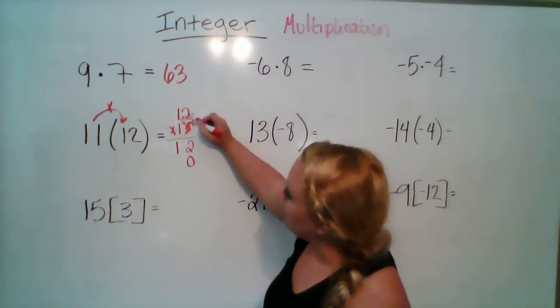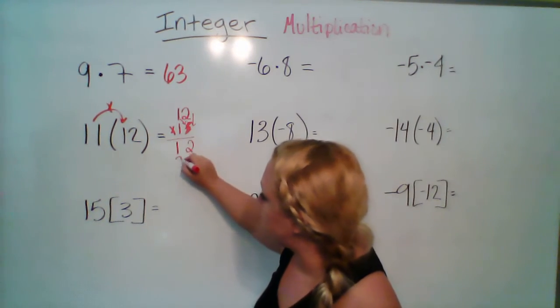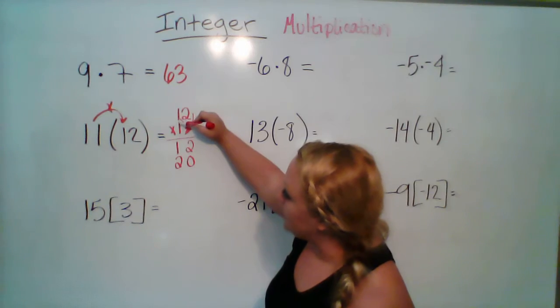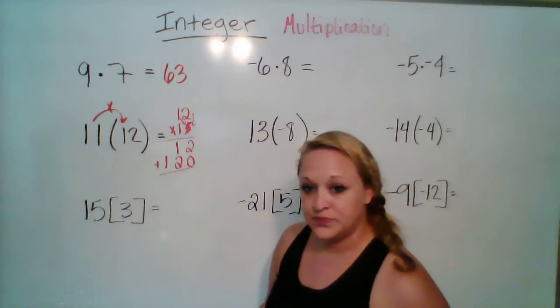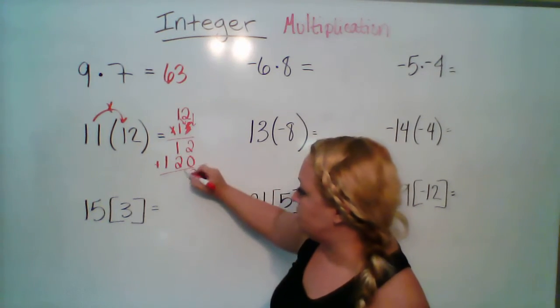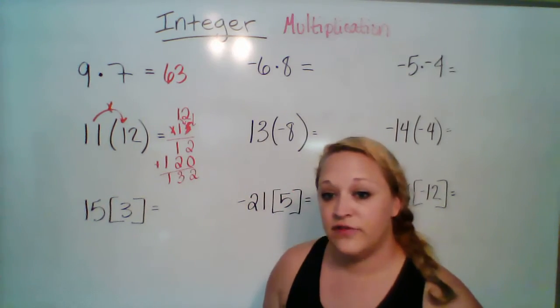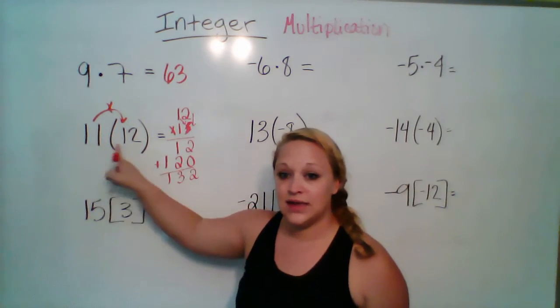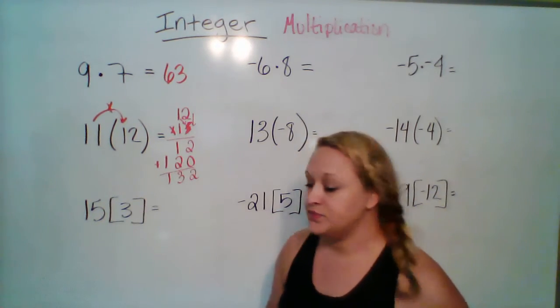Okay? So now we're again going to start at the 2. This 2 gets multiplied by 1, which is 2. And then this 1 gets multiplied by this 1, which is 1. And then, of course, we're just going to add. 2 plus 0 is 2. 1 plus 2 is 3. 0 plus 1 is 1. So, therefore, a positive 11 times a positive 12 is a positive 132.